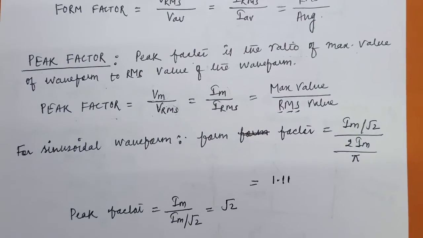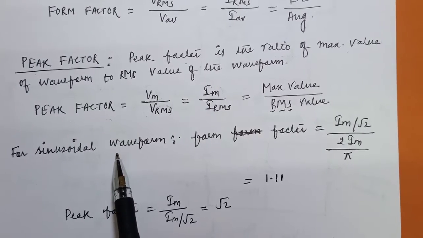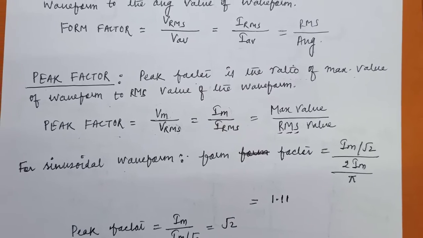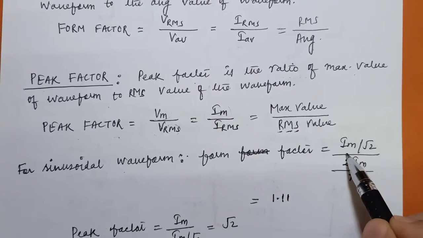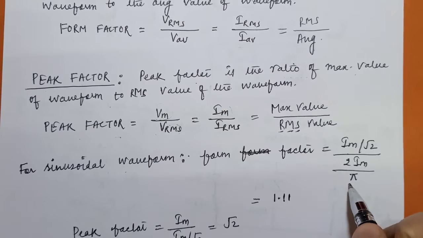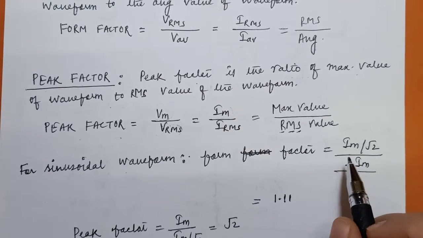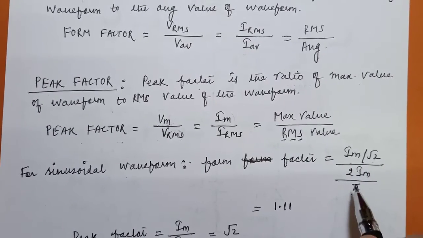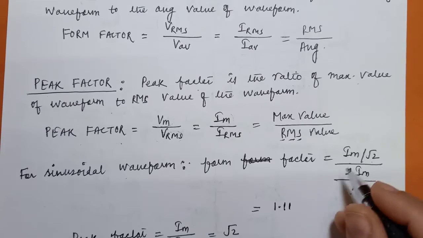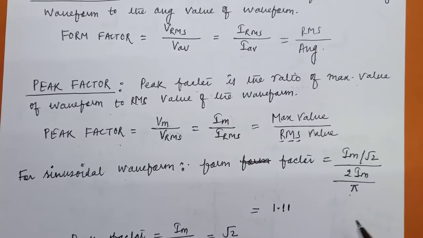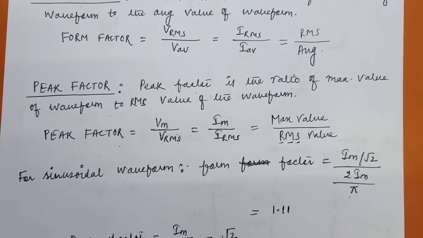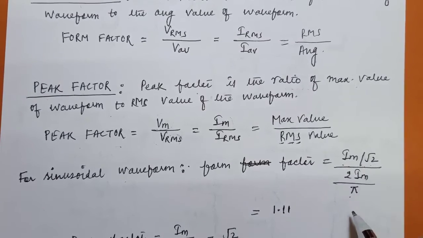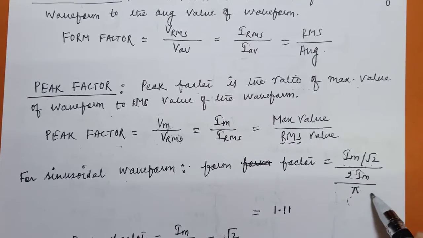For example, for a sinusoidal waveform, your form factor will be the RMS value divided by the average value. So what is the RMS value for a sinusoidal waveform? If that waveform is your current waveform, then Im by root 2. And what is the average value? Already we have calculated all these for sinusoidal, triangle and different waveforms. So the RMS value is Im by root 2 and the average value is 2 Im by pi.